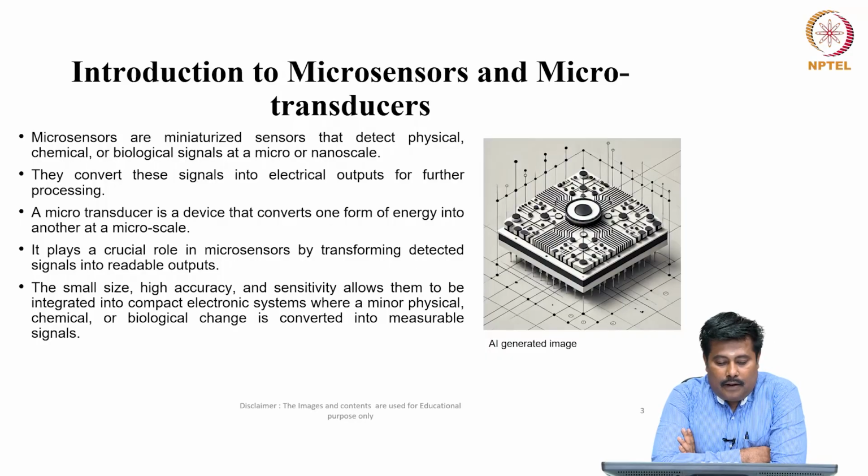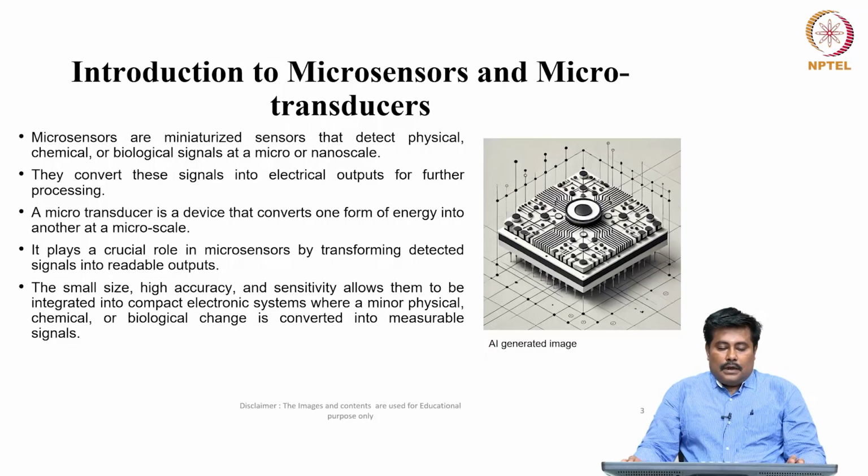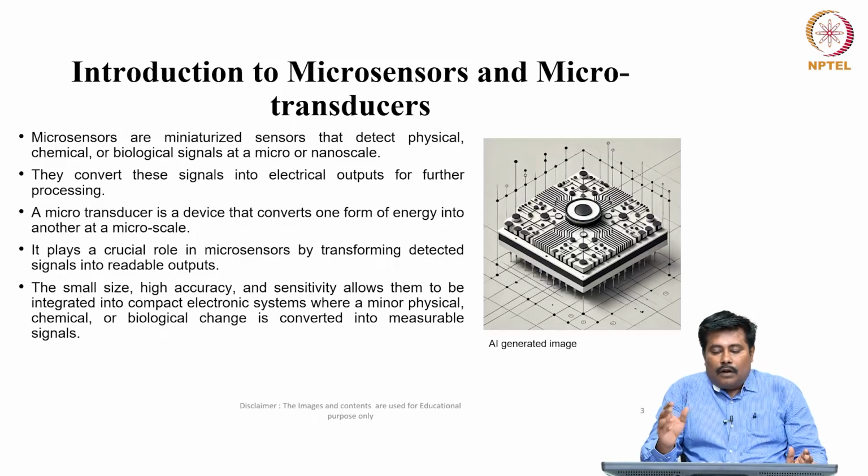Now, when we talk about microsensors and microtransducers, these microsensors are miniaturized sensors that detect physical, chemical or biological signals at a micro or nanoscale. They convert these signals into electrical output for further processing. In other words, a microtransducer is a device that converts one form of energy into another at a microscale. It plays a crucial role in a microsensor by transforming the detected signal into a readable output.